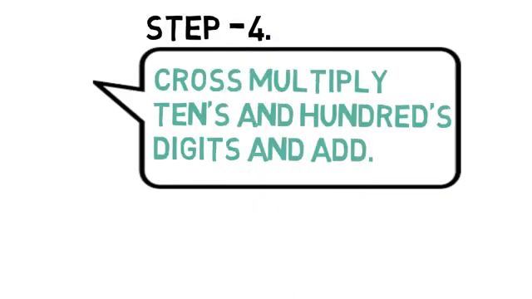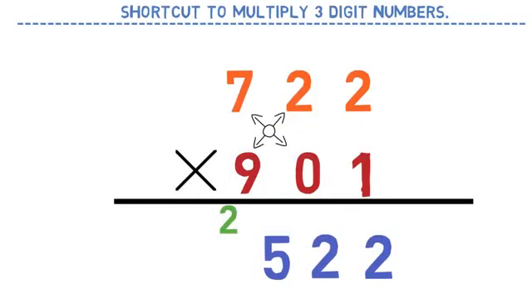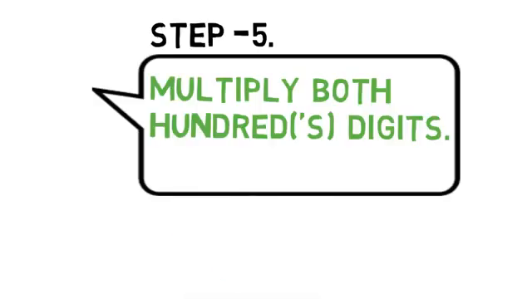Now let's move on to step 4. Step 4 is cross multiplication of tens and hundreds digit. So here we have 7 into 0 is 0, 9 into 2 is 18, 0 plus 18 is 18. 8 will come at the 1000 place and 1 would be carry, that would come at the 10,000 place.